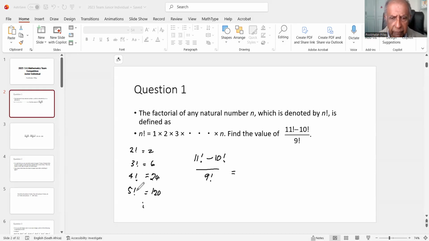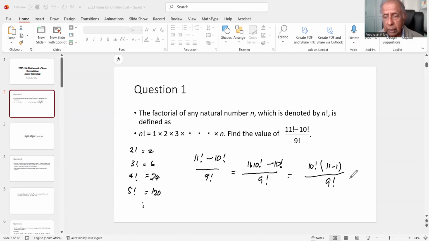Bear in mind what I said, 5 factorial is 5 times 4 factorial. So in the same way, 11 factorial is 11 times 10 times 9 times 8 and so on. And that is precisely by definition 10 factorial. So I'm going to take out the 10 factorial there for the simple reason that then the 10 factorial is now a common factor of these two terms. 10 factorial goes into this 11 times and it goes into this 1 time. So 11 minus 1 is 10.